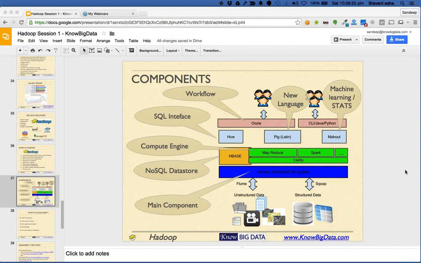So the next component which is of importance is HBase. So Arun's question is, how much challenge is there with regards to migrating from RDBMS to Hadoop from the DB side and the application side? Mostly it's a rewrite. So keep that in mind.